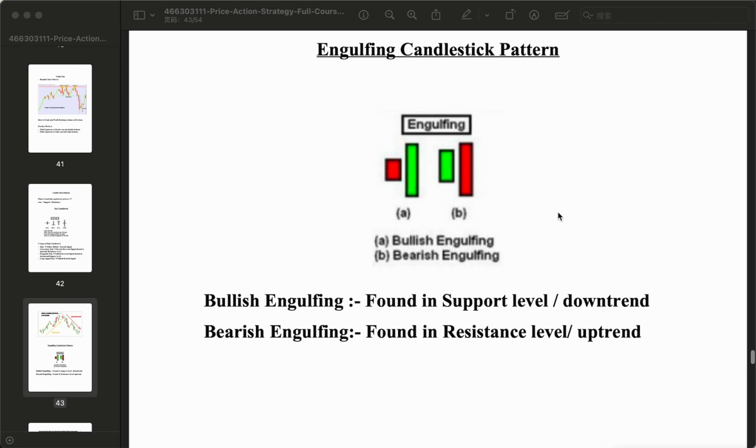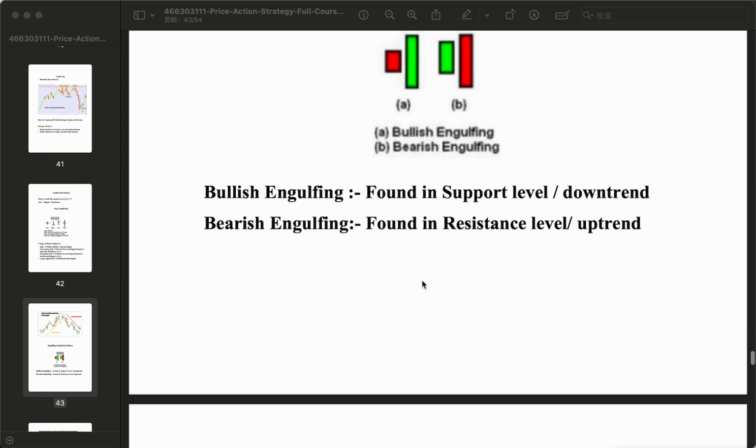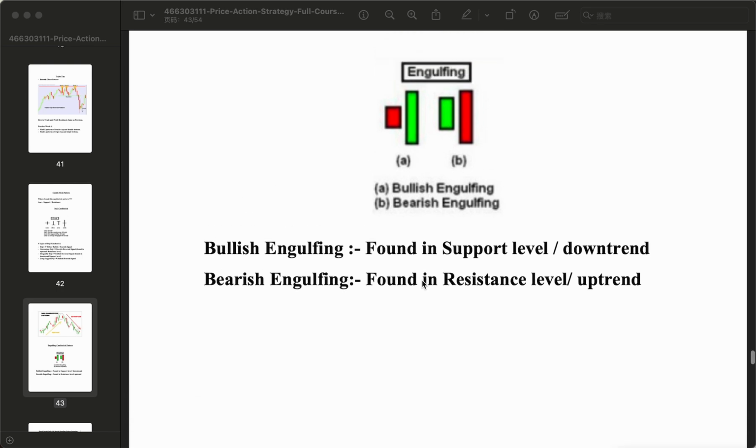Now you can see this is the engulfing candlestick pattern. You have A, bullish engulfing, and B, bearish engulfing. Basically, you see a smaller red candle at the beginning, and then you see the green one. That means the market drops a little bit, but then quickly climbs back. B means the market climbs a little bit, but then goes down a lot more. That's the so-called engulfing signal. You will find bullish engulfing at a support level in a market downtrend, and a bearish engulfing signal is often found at a resistance level, which would be in an uptrend.